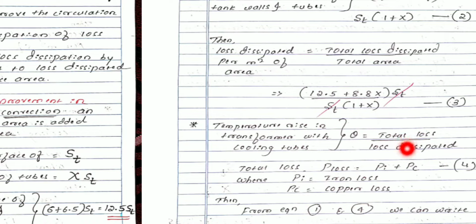Loss dissipated: how the loss of heat is going to be dissipated, either by convection or through the radiation process. Is it right? So what does total loss mean? Total loss means the power loss. Total loss is nothing but the power loss.